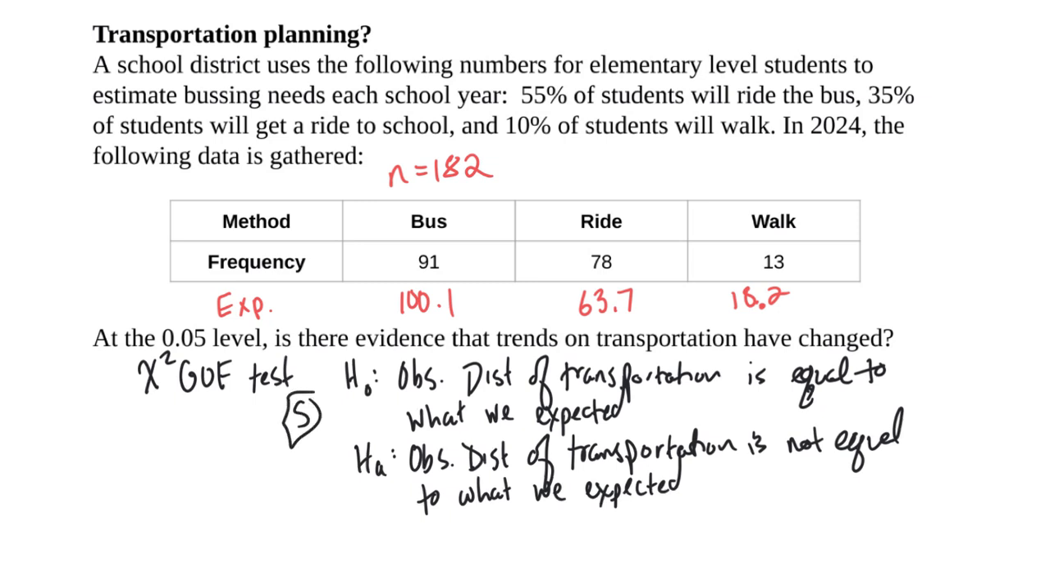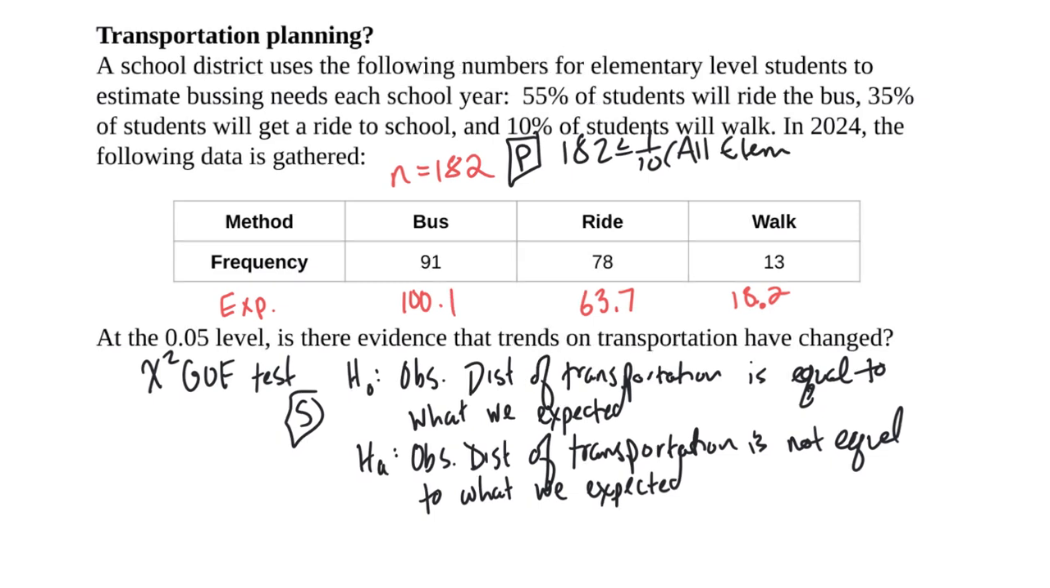Plan. I'm going to put up here. First off, 182 is less than or equal to 1/10 of all elementary students, depending on the district. I'm going to proceed through this. It's hard to fail condition 1, in all honesty, without a lot of explicit information. And condition 2 here is that all expected counts, which again, I'm going to write down here, I'm going to say, well, it was 100, 64, 18. Certainly you could write down the whole thing. You don't have to round, but all of them were bigger than 5.